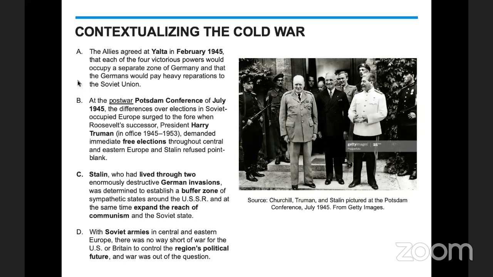So with Soviet armies in Central and Eastern Europe, there's no way short of war for the US or Britain to control the region's political future, and war is out of the question. And so these two opposing ideologies have to actually try to get together and finish off the war. But you can see how the Cold War is already beginning before the war is completely over. Next slide, please.